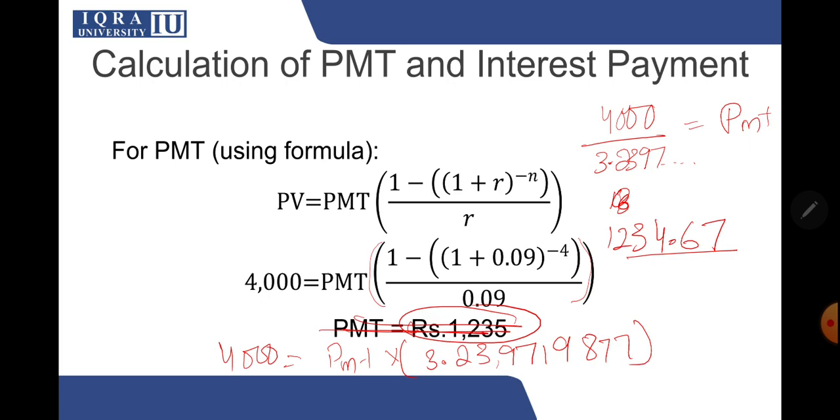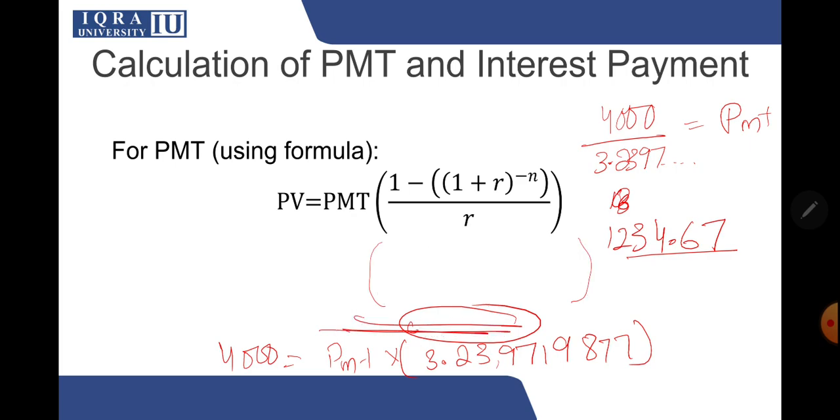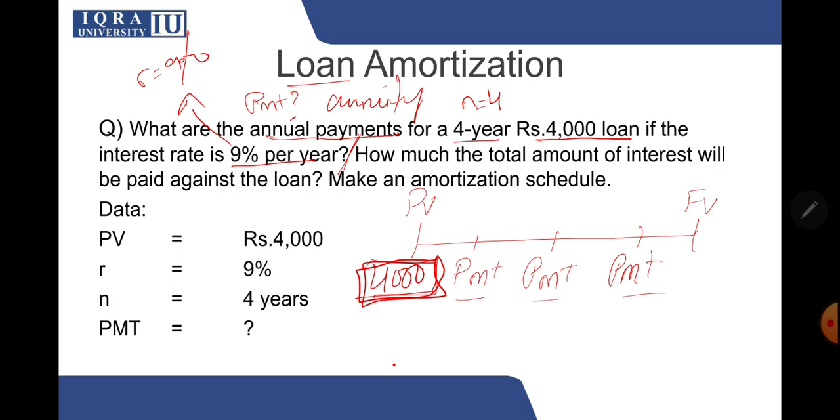So you took out a 4,000 loan, and now for the next 4 years, every year you're going to pay this 1234.67. Now, if we go back to the question, nowhere does it say whether the payment is at the end of the year or at the beginning of the year. So let me make this clear: if your question does not specify that it's the beginning of the year, by default it will always be the end of the year.